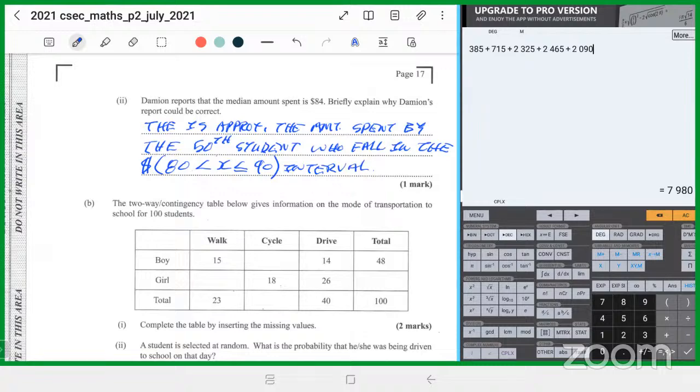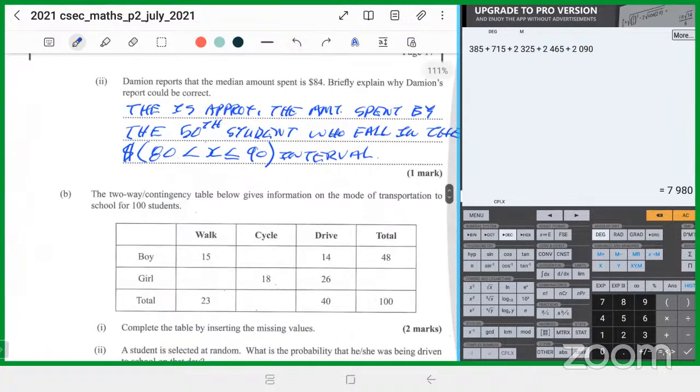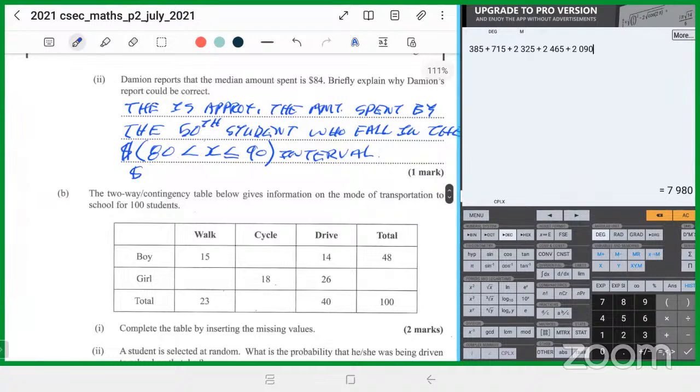That's why it is correct. So $84 is in that interval. You can say that as well. $84 is in this interval. You don't have to use my exact words. Use your own words, but it must mean that.